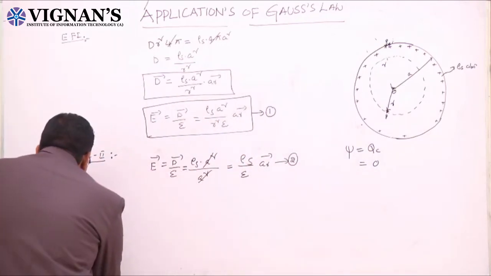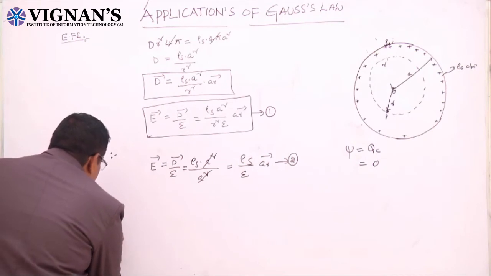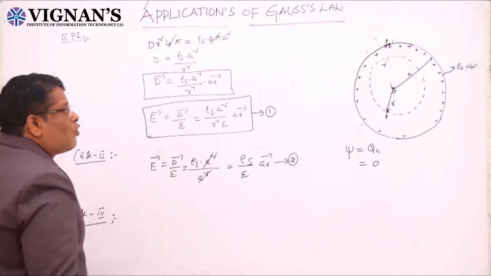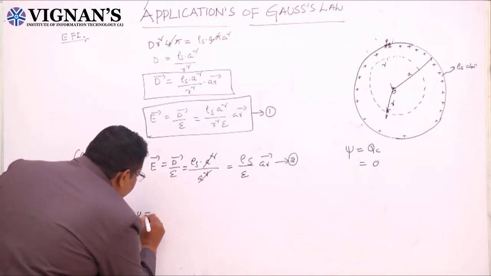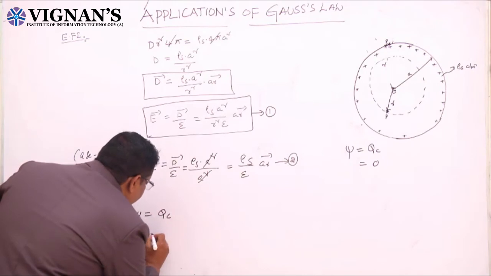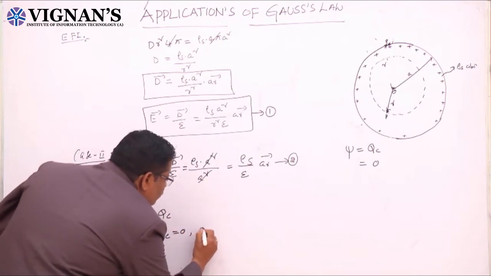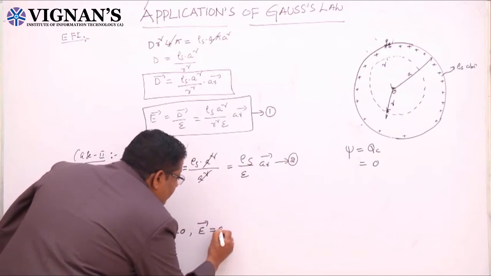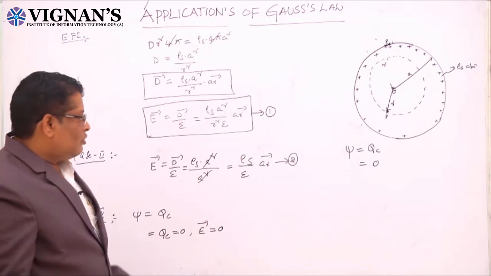Third case. Case 3, we have taken the point inside of the shell. So psi equal to Q enclosed, where charge enclosed by the Gaussian surface equal to 0. So the electric field intensity inside the shell is 0.